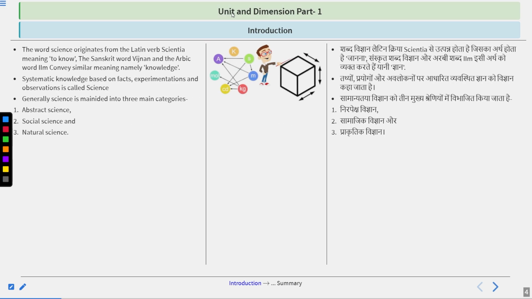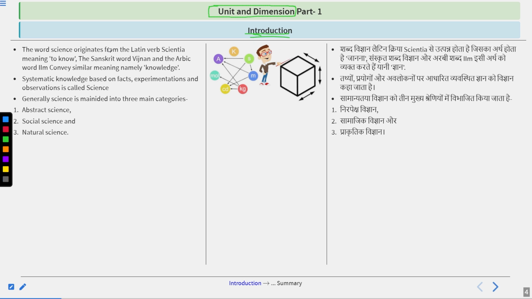Now, first, let's begin with the introduction. So here we will start the discussion over units and dimensions. But before this, in the introduction part, we will try to understand some other things that are closely associated with units and dimensions and that we are required to understand first.